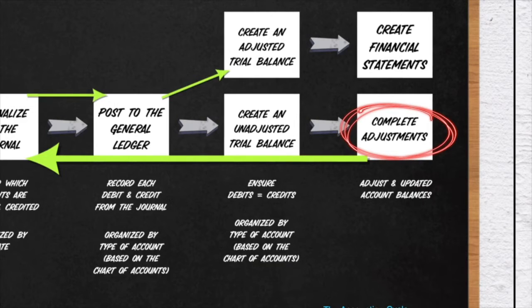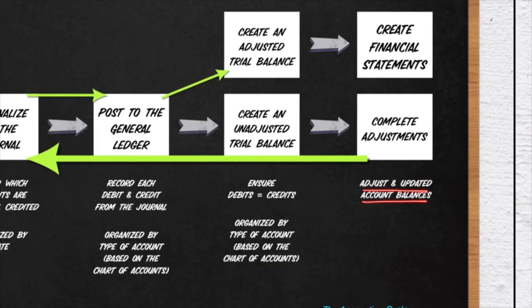Now, we are in chapters 3 and 4, and chapter 3 goes over accounting adjustments. So we have to complete these adjustments before we can get to the financial statements. So this is chapter 3, completing the adjustments. And what you're doing right here is you want to adjust and update account balances.